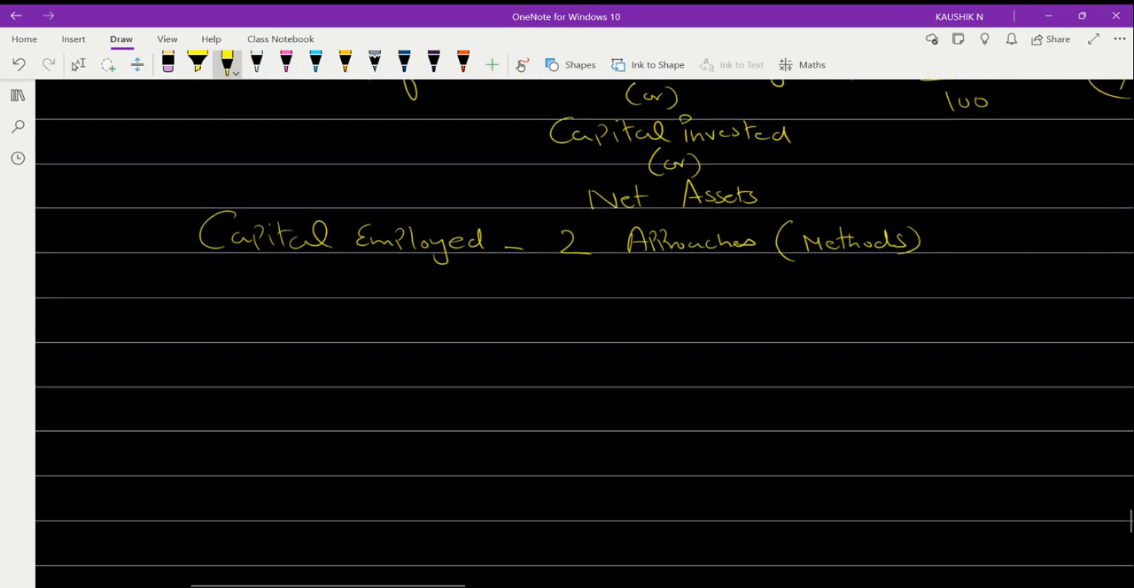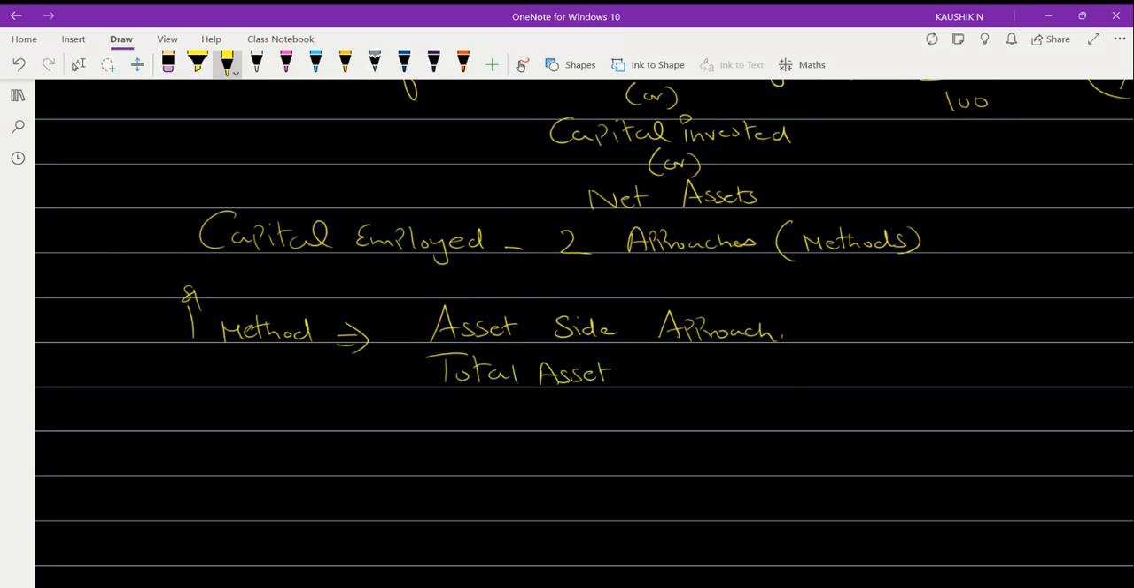What is that if you ask? The first method, or first approach, is the asset side approach. According to this asset side approach, the formula that I have to use is total assets.